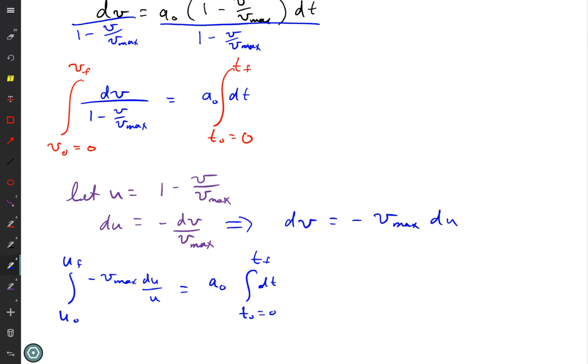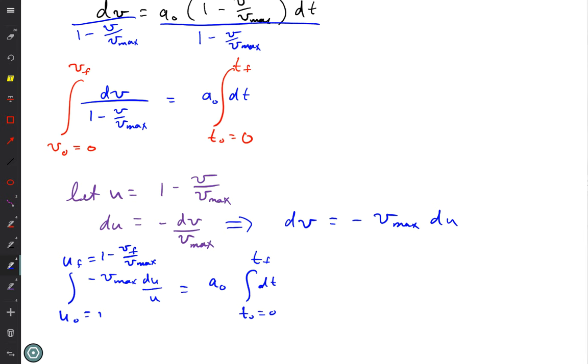What is u initial here? Given that u is defined as 1 minus v over v max, if I put in v initial, what is u initial? 1. Because it's going to be 1 minus 0 over v max. So that's just u initial is equal to 1. And u final, using the same rule, that's going to be equal to 1 minus v final over v max.